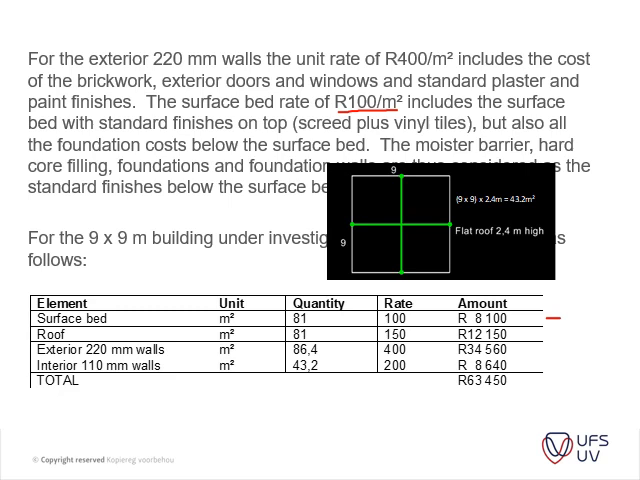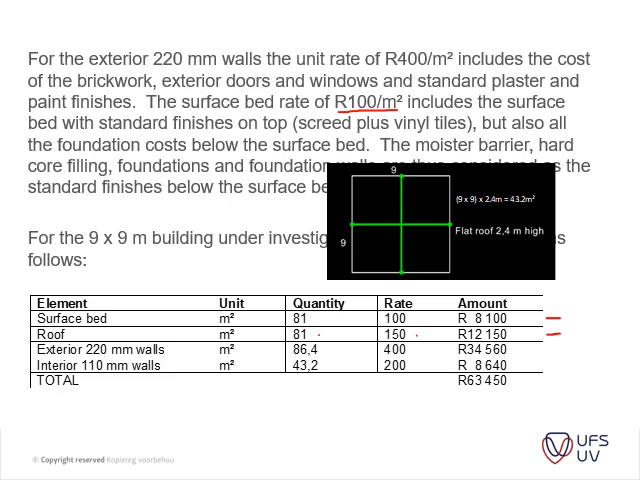Then we move to our roof, so we calculate that. It is also 9x9, so we get our 81 square meters, and we've got a rate of 150 Rand per square meter for that, and thus we times that out to get to our 12,150. Our exterior walls, we calculate the square meter of that.